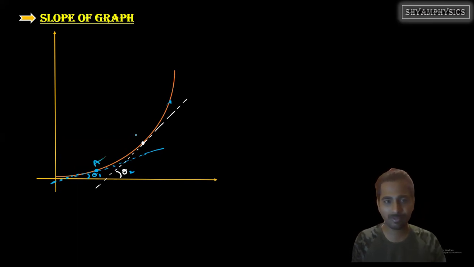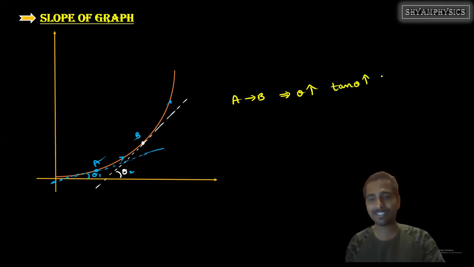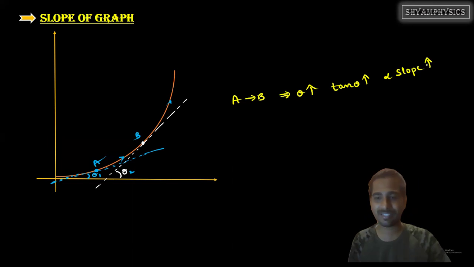From A to B, if you are moving, is theta increasing or decreasing? It is increasing. If theta is increasing, then tan theta also increases. And since tan theta represents the slope, the slope also increases.